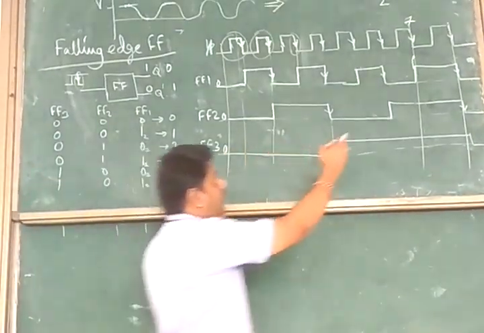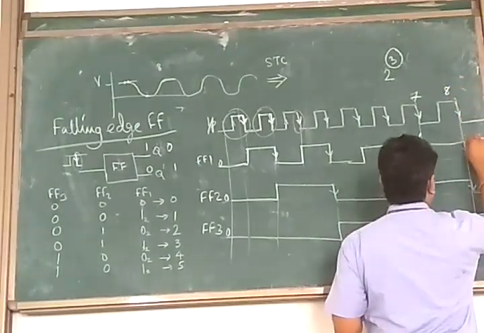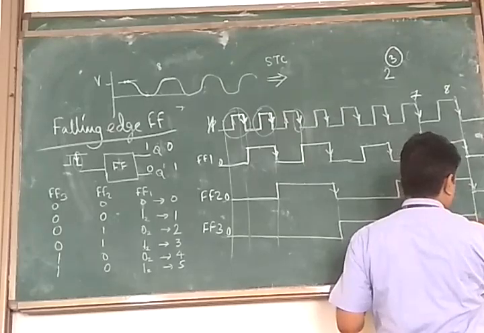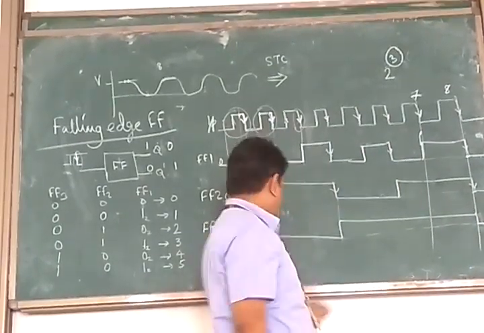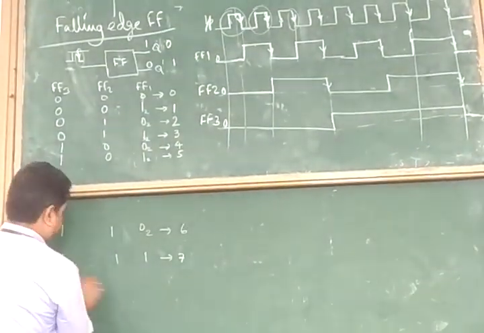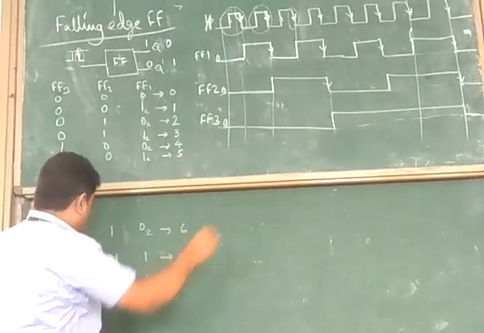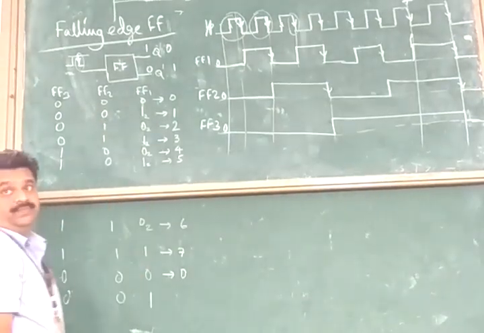Now, what happens to the next pulse? 0, 0, 0. When the 8th pulse comes, here it is 0, here it is 0, here also it is 0. Correct, no? So, the counter resets to 0. Again, one more pulse, you go, it will be 0, 0, 1 and this repeats.